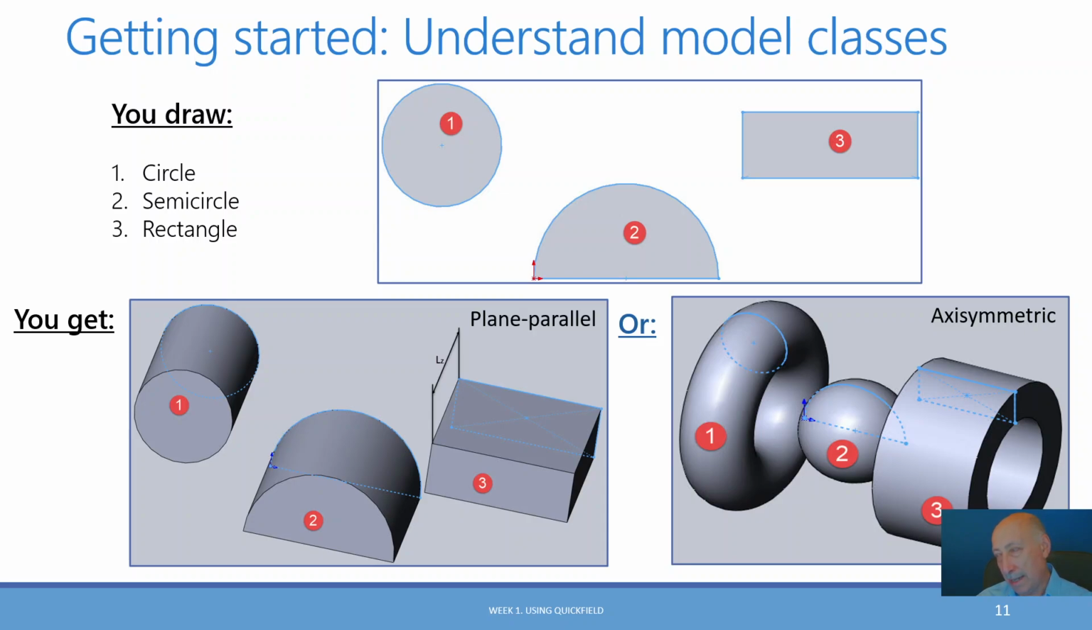How are they extended in the plane parallel case? Our circle becomes a cylinder. Our semicircle becomes a semi-cylinder. And our rectangle becomes a box. What is important? The size in the out of plane direction is the same for all bodies. This parameter is not a part of geometry, it is a parameter of a problem. Let's see where it lives.